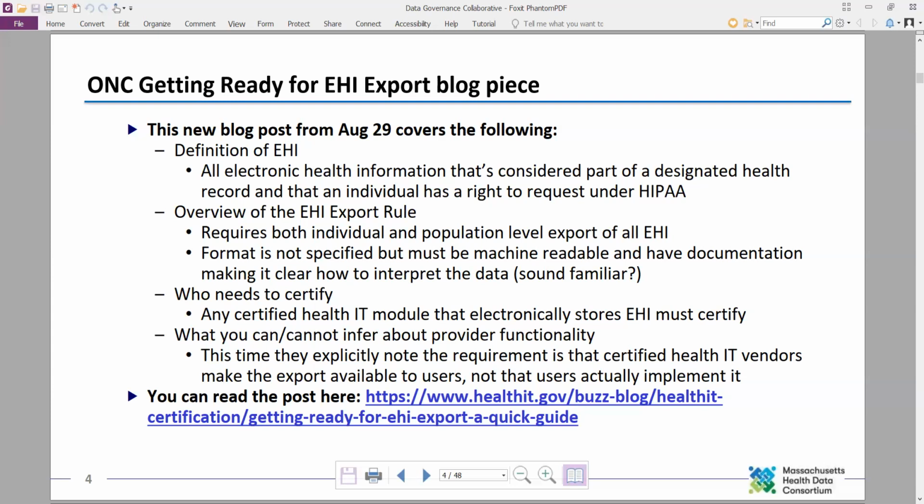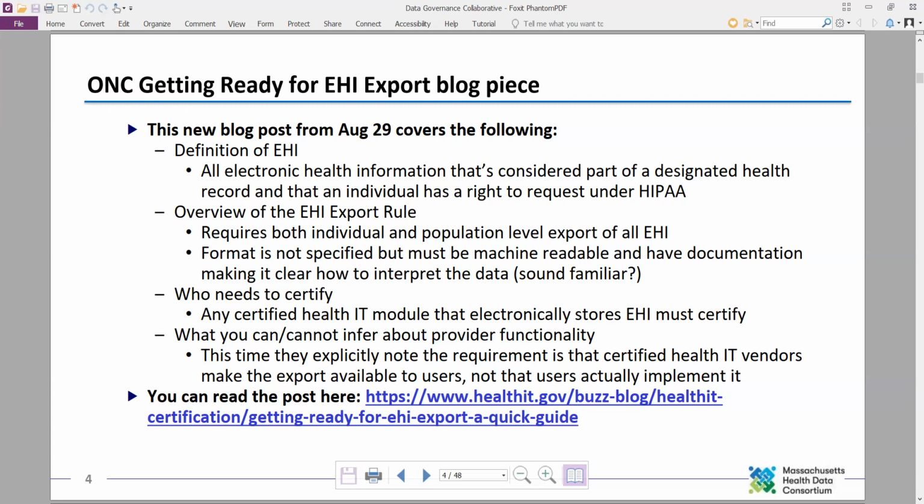They also pointed out that any certified health IT module that electronically stores EHI must certify to this requirement by the end of the year. They also must make it available to all of their users. However, unlike with the previous requirements for the APIs, and perhaps because of some of the things that came to light with that, they explicitly talk about, in somewhat vague and not 100% clear terms, what you can and cannot infer about provider functionality.